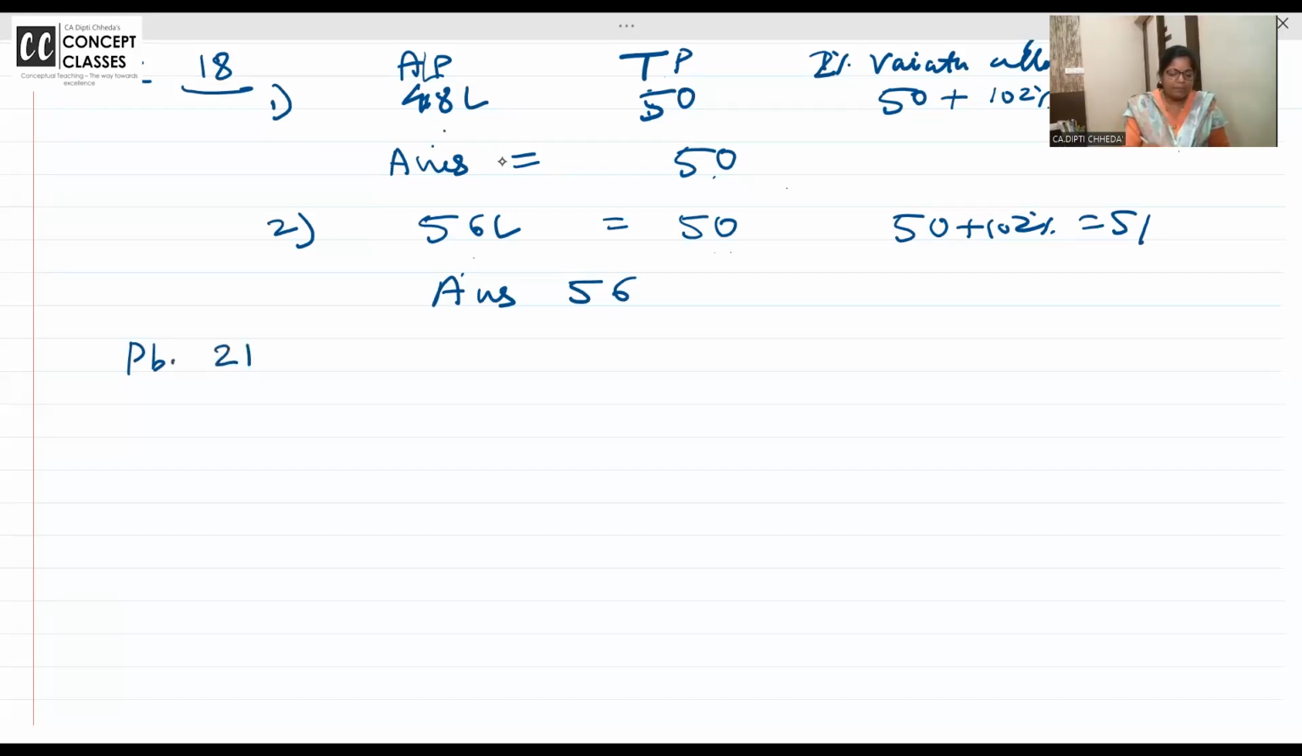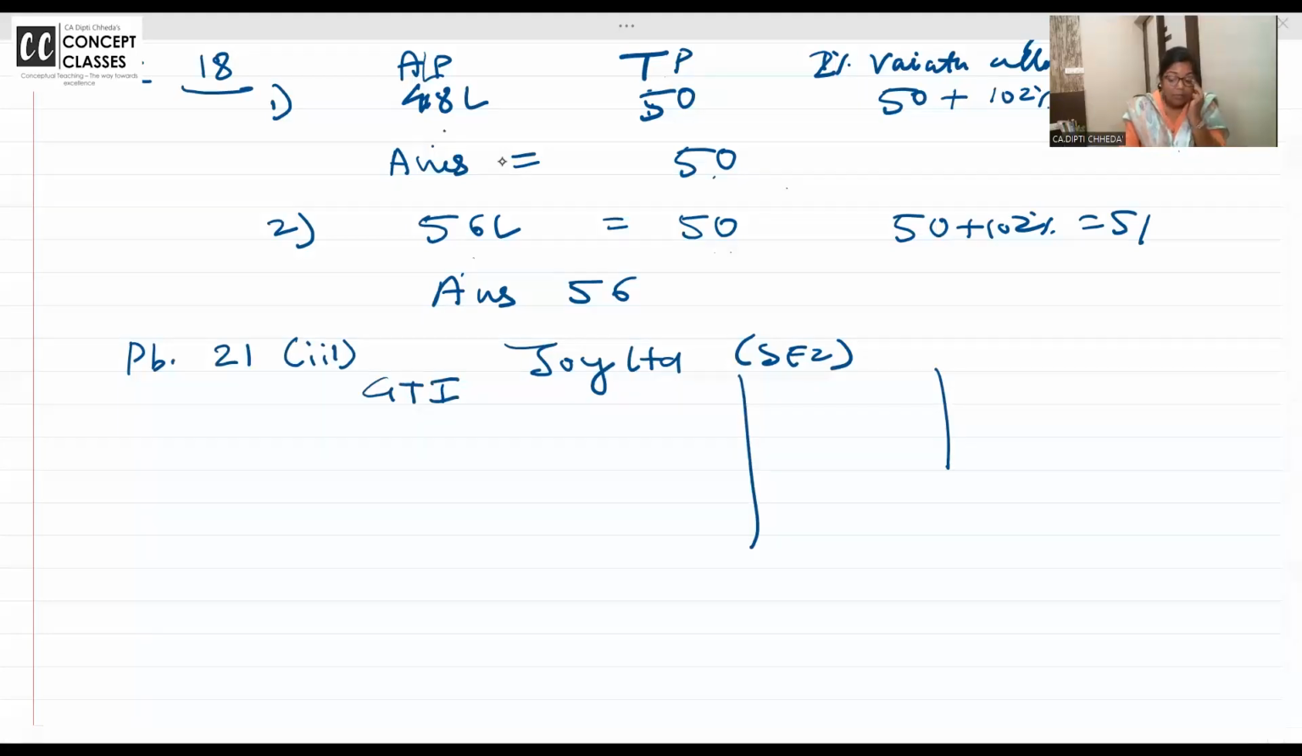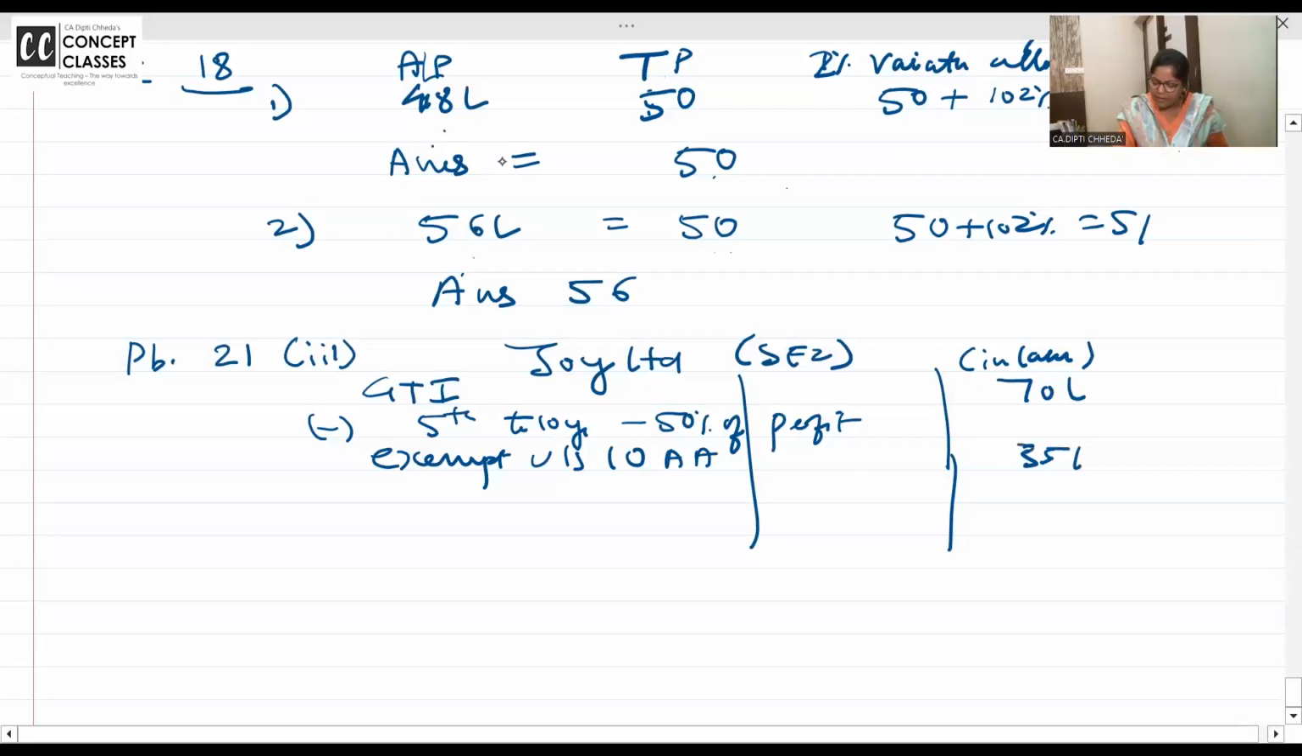Problem number 21. Third bit. Joy Limited. SEZ. Gross total income. How much is the gross total income? In lakhs, 70 lakhs. Okay. Now what will happen? 5th to 10th year. When did the unit start? In 2014. Now it is the 9th year, so 5th to 10th year, 50% of profit exempt under section 10AA. Since it is in SEZ, 35 lakhs of profit gets exemption.